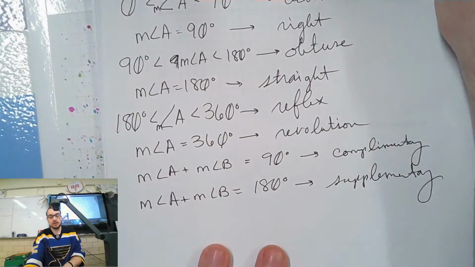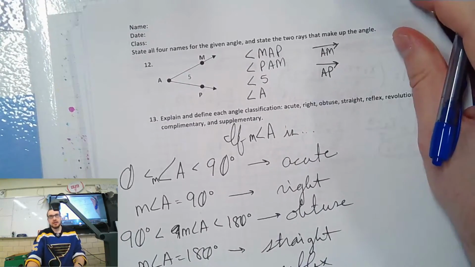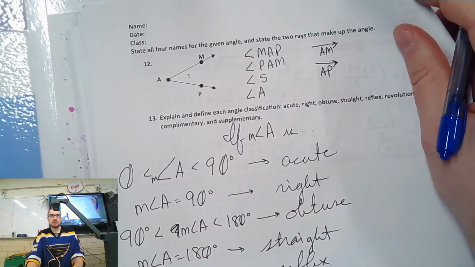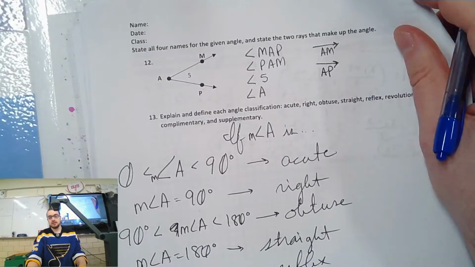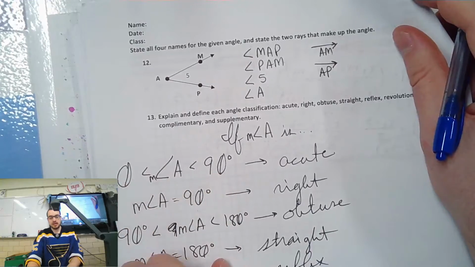This is the most efficient way to do it, because otherwise you have to write something like any angle that's between 0 and 90 but doesn't include 0 and 90 is acute, right? I'd rather write it like this. It's between 0 and 90, doesn't include them.